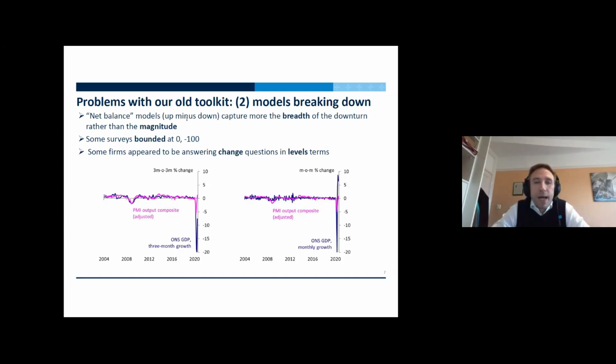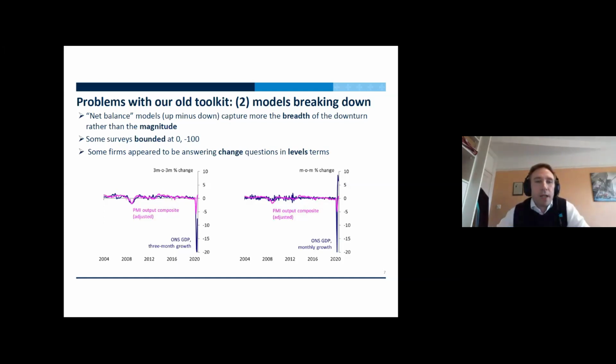Again, they haven't been able to capture the magnitude of the downturn in the spring or the extent of the recovery since then. And the final point is that some firms seem to have been answering questions about changes in output in levels terms. At face value, some surveys suggest that output has continued to decline throughout the last few months, whereas official GDP has shown quite a sizable rebound.